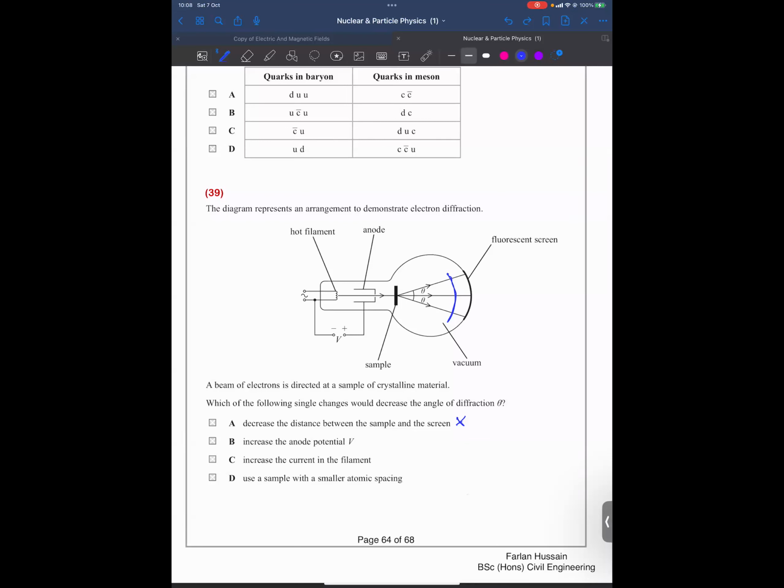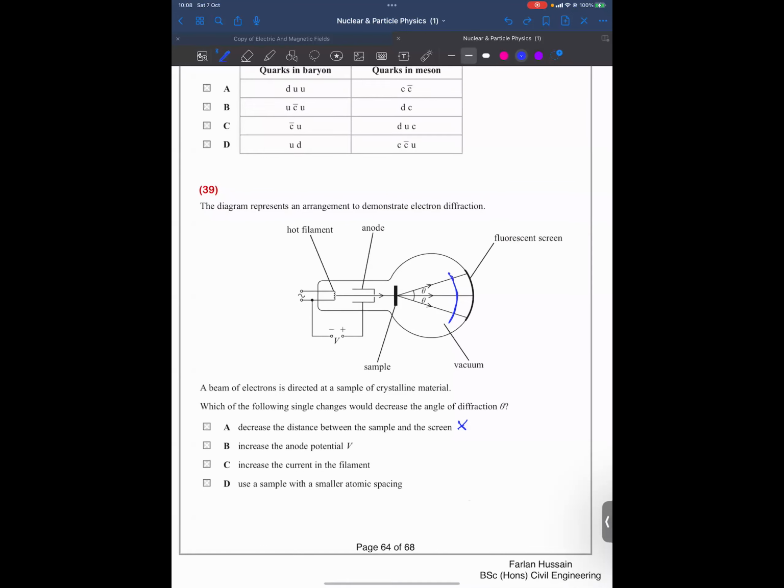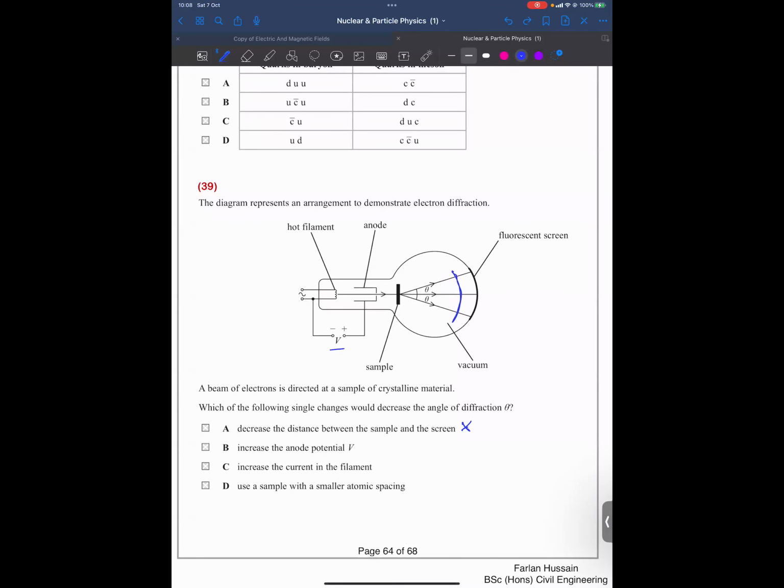Okay. So that is actually maths, not physics. Increase the anode potential V. If you increase the anode potential V, that means you are giving more energy to the electrons. So if you give more energy to the electrons, that has nothing to... Wouldn't it accelerate them? Give me a minute. Lambda equals h over p.